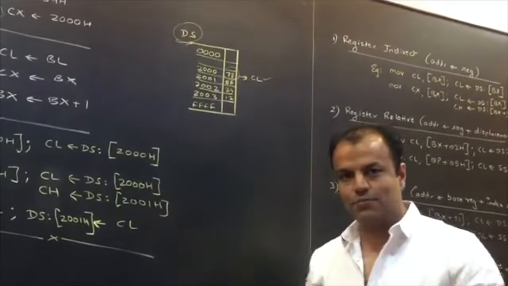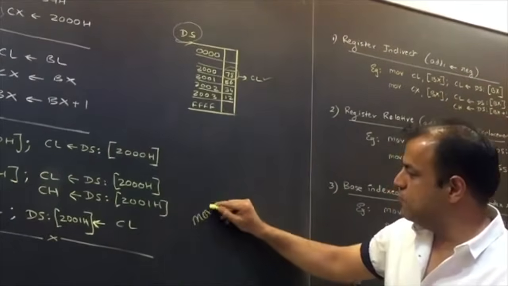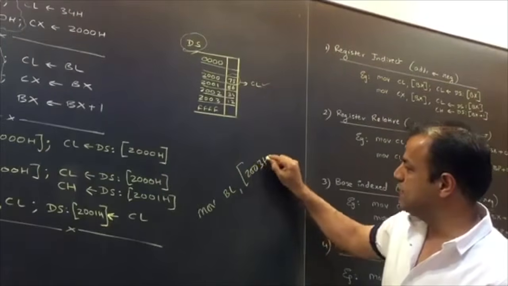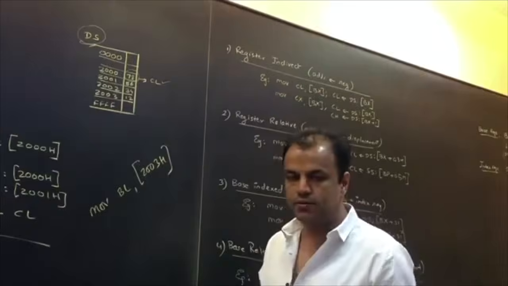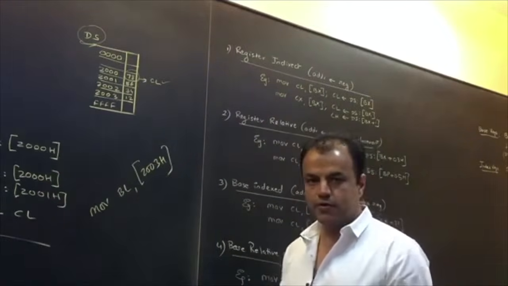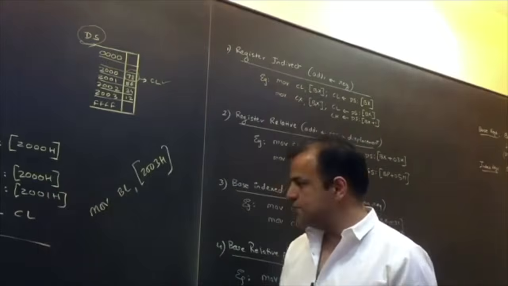Okay, let's take one more example randomly. If I write MOV BL, square bracket 2003. Come on, help me with this. I was not planning to do this, just randomly a thought came to my mind. MOV BL, square bracket 2003. Who is getting what? Come on.